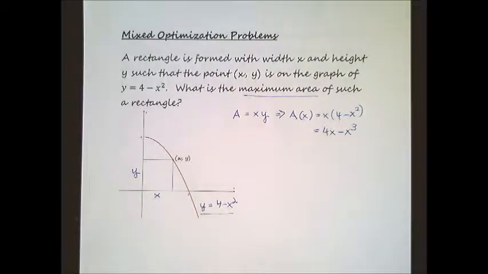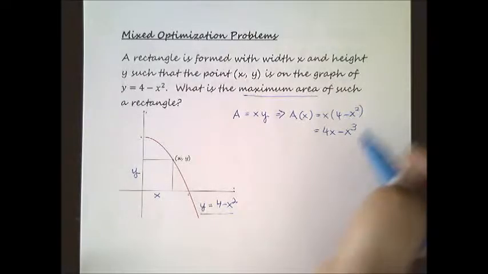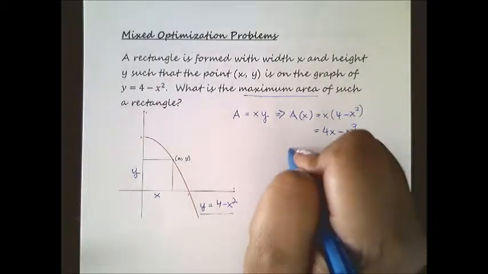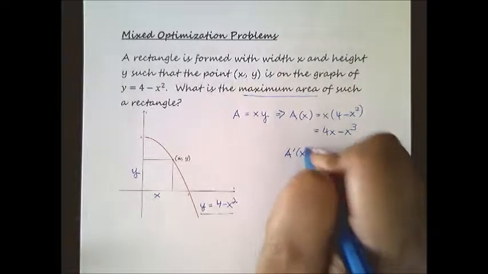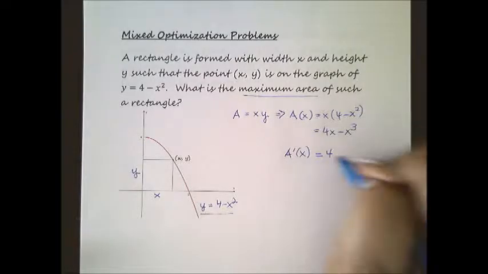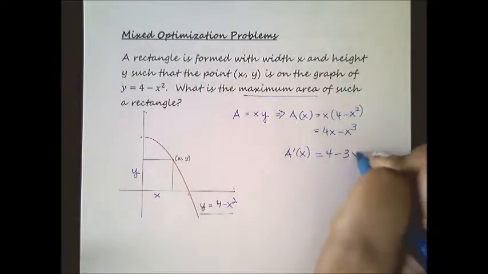Now, since I want to maximize the area, I'm going to find the critical points and do an analysis on them using the first derivative test, second derivative test, or the candidates test to be able to answer my question. So in order to find critical points, I need a derivative. Since A of x is equal to 4x minus x cubed, A prime of x, sounds like I said x prime, sorry about that, is equal to 4 minus 3x squared.